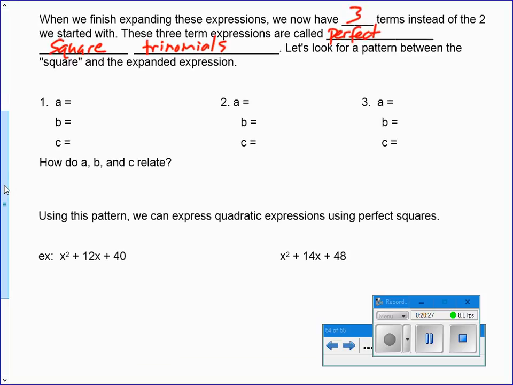So what we're looking for is a pattern between what we start with and the a, b, and c numbers we get in the final trinomial. So if we look at the first one, a is 1, b is 6, c is 9. And that was with x plus 3 squared. Second one we had a is 1, b is a negative 8, c is a positive 16. That's with x minus 4 squared. Last one we had a is 1, b is 10, and c is 25. And that was with x plus 5 squared.